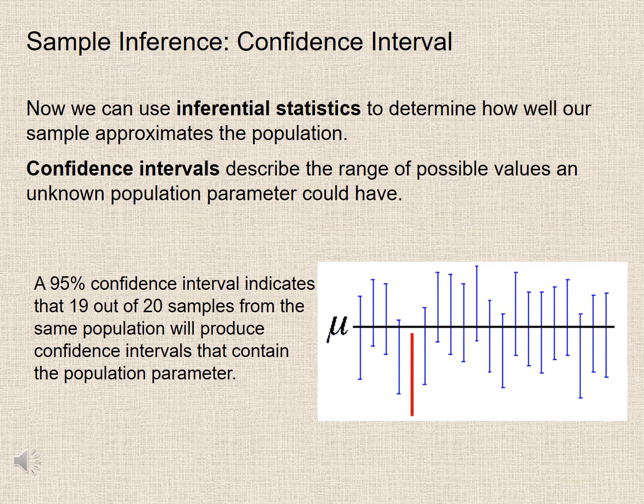We interpret these intervals as meaning that for a 95% confidence interval, 19 out of 20 samples, or 95 out of 100 samples, from the same population will produce confidence intervals that contain the population parameter.